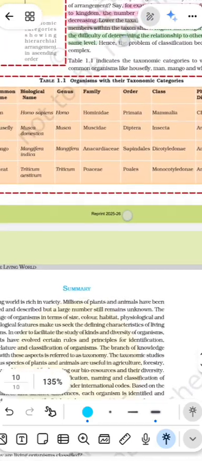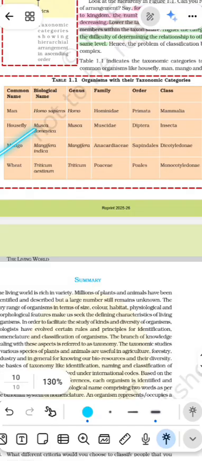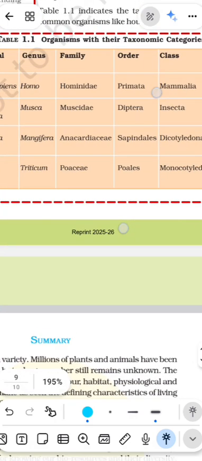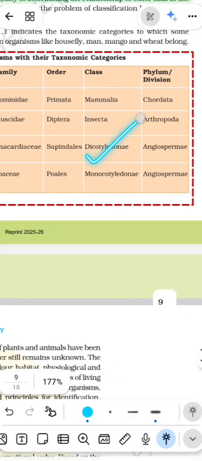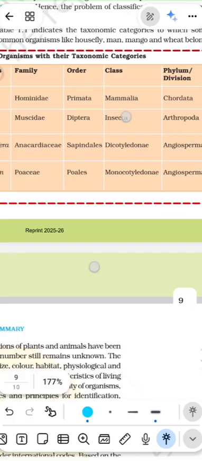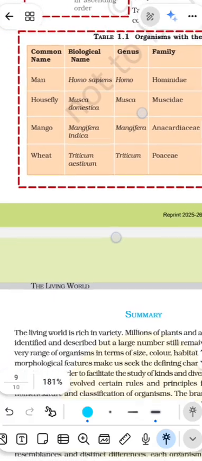Okay, next goes for mango. We have already discussed mango. The biological name is Mangifera indica. Mangifera is the genus. Anacardiaceae is the family. Sapindales is the order. Dicotyledon is the class. Angiosperm is the division. Obviously, it goes for the plant kingdom.